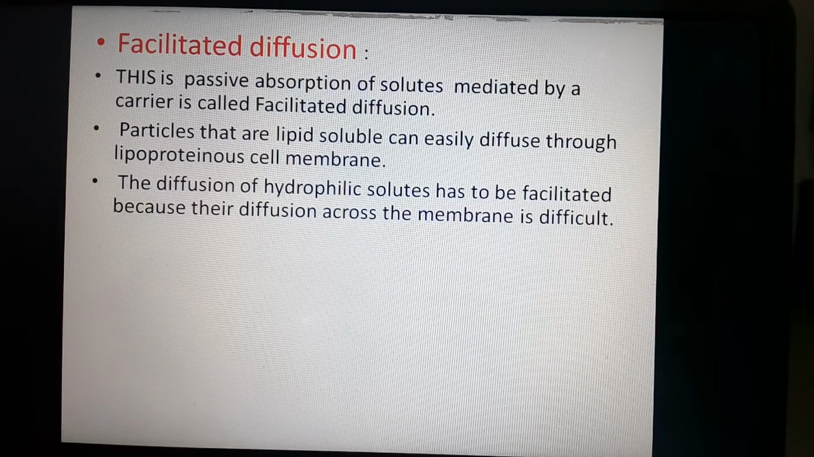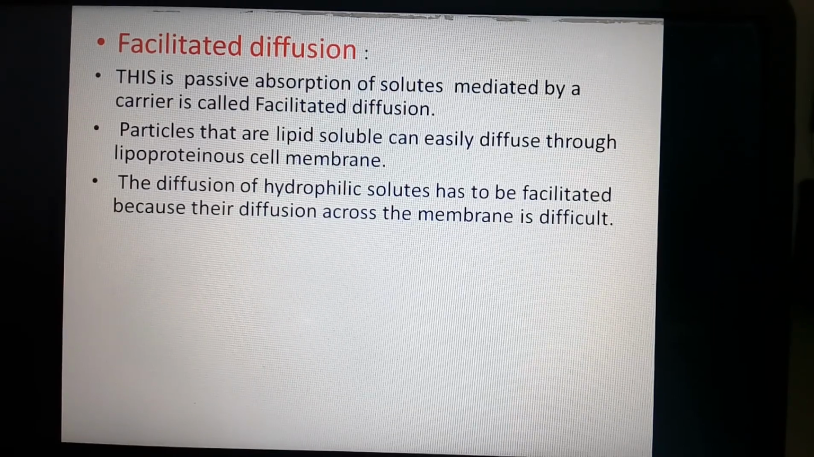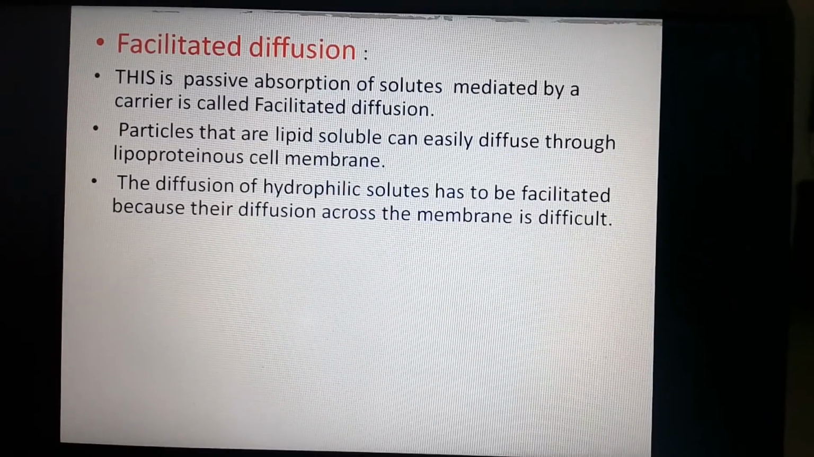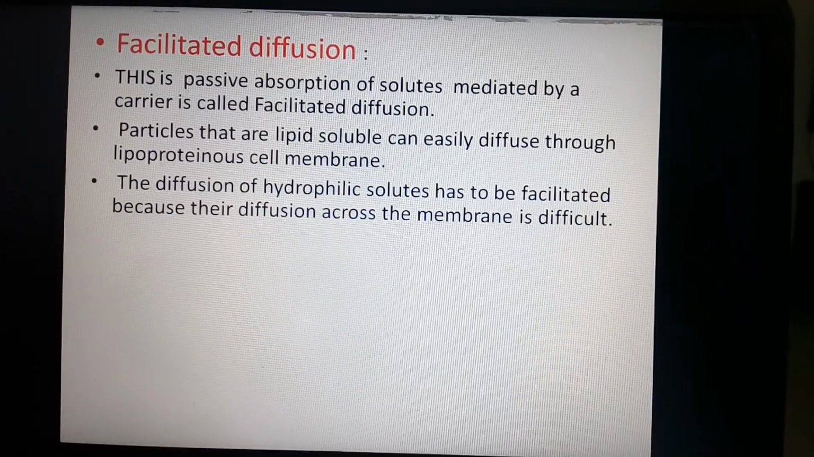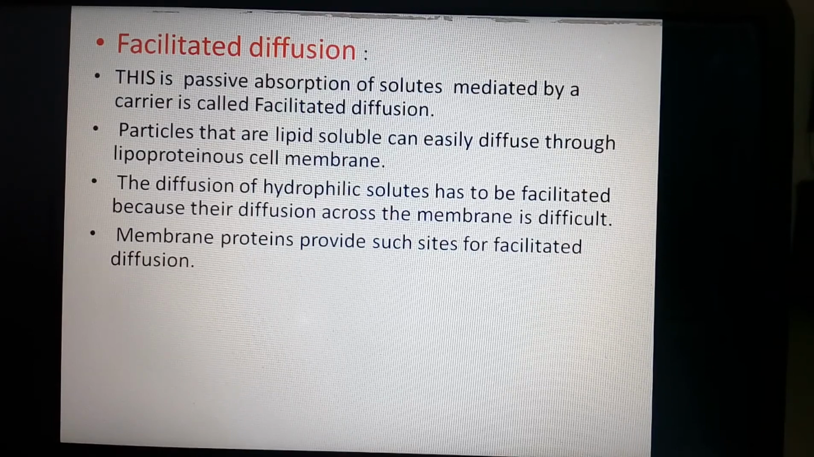As we have discussed previously, the lipid bilayer shows a hydrophilic head and a hydrophobic tail. The hydrophobic tails are facing towards both of the sides. So they do not allow the diffusion of hydrophilic solutes through them. So for the diffusion of such a hydrophilic solute, there should be a certain provision, and this provision is called facilitated diffusion. Here the membrane proteins provide such sites for facilitated diffusion, which form protein channels.